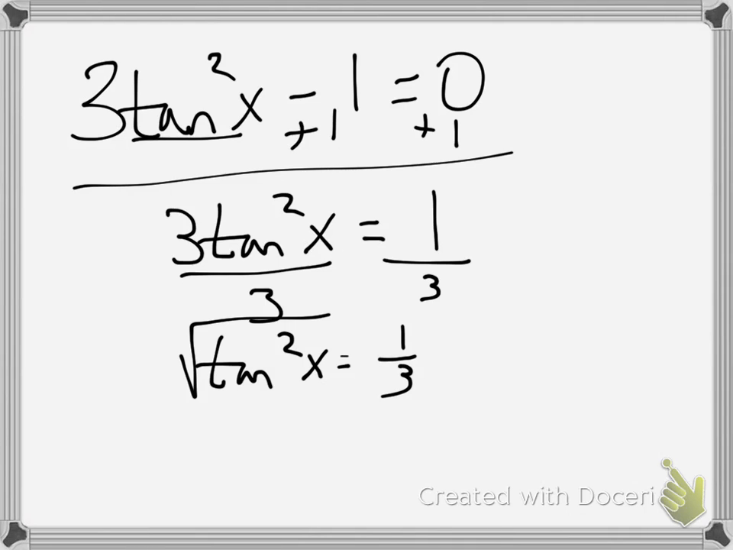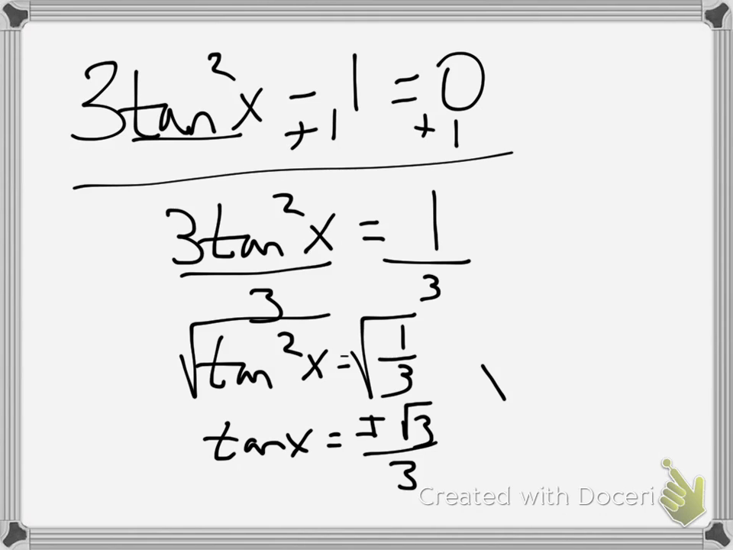But I want maybe tan x. If I take the root of both sides, now I get tan x equals plus or minus root 3 over 3. Okay, so I look back to my unit circle and I think to myself, where is tangent either positive root 3 over 3 or negative root 3 over 3? And it turns out it's going to be 4 angles because basically there's one for each of the quadrants.